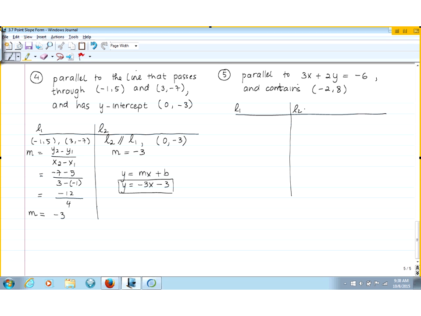All right, so L1 and L2. What about L1? This is 3x plus 2y is equal to -6. And L2 is parallel to L1, and it passes through (-2, 8). I think you guys could do this really quick. It's just a matter of the fractions, but other than that, it should be fine.